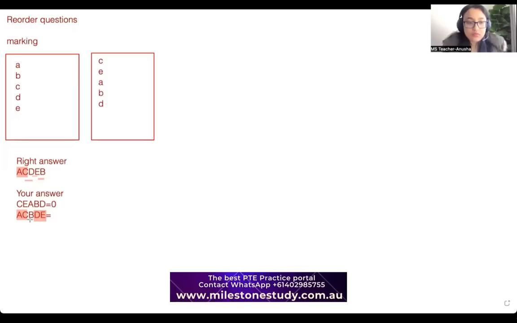That's why no marks. But look, AC is together here. So AC, 1 mark. DE is also together. So DE, another mark. That's why you have to look for pairs. Please focus on making pairs rather than the sentences. Whichever comes together, 1 mark. I hope that's clear.